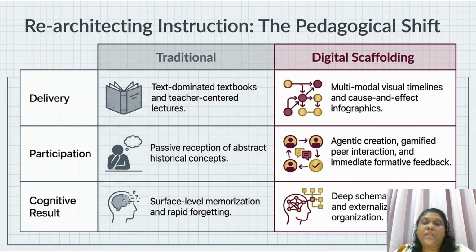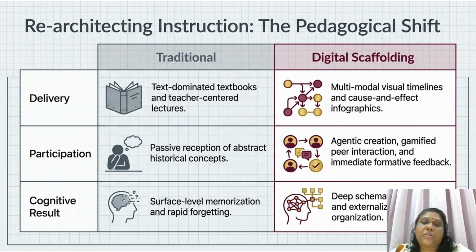When we compare with digital scaffolding, we use multi-modal visual timelines and cost-effective infographics. That makes it easier for students to memorize the points. The second one is participation. In the traditional way, it is passive reception of abstract historical concepts. As we all know, history is one of the boring subjects. So how are we going to change it into an interesting subject?